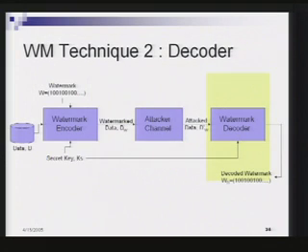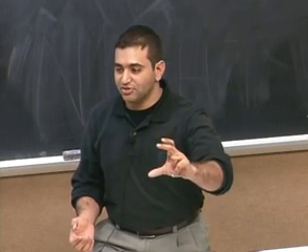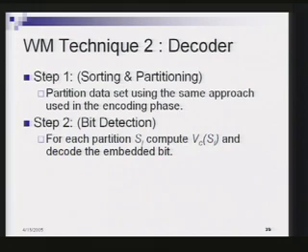Let's talk about the decoder. Very symmetric. What do we do in the decoder? We sort and partition the same way, right? Because we have sorted and partitioned to find the partitions, we do the same thing. So partition the data set using the same approach used in the encoding phase. And then bit detection. We look at the violating set. We compute V of C, which is the number of points to the right of the reference. And accordingly, we decide, is it a 1 or a 0, right?